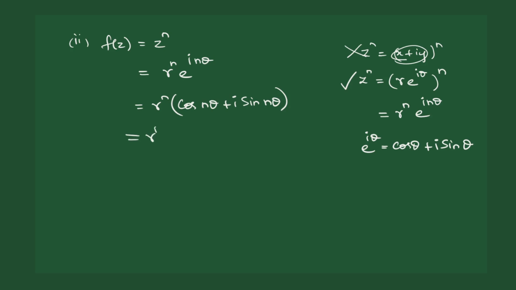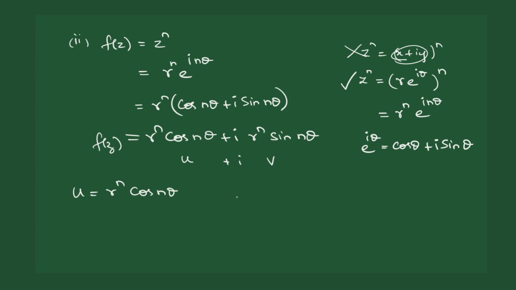Now we can multiply by this r^n, so that we get an equation like this, where this is the real part and this is the imaginary part. It is of the form u plus iv. That is, f(z) is considered as u plus iv, which means u is what? u is r^n into cos nθ, and v is equal to r^n into sin nθ.